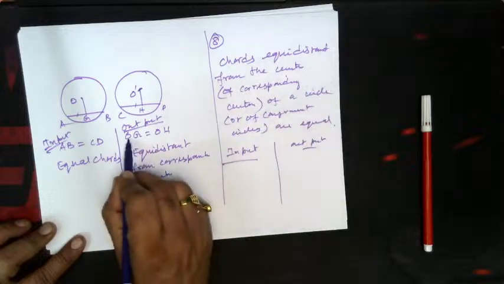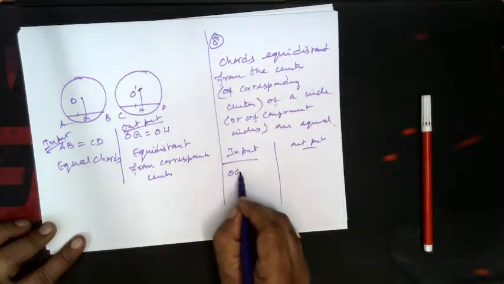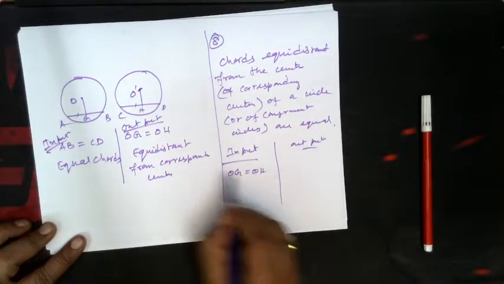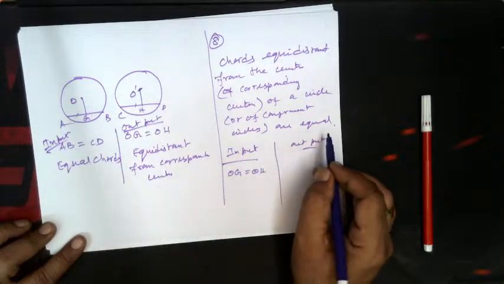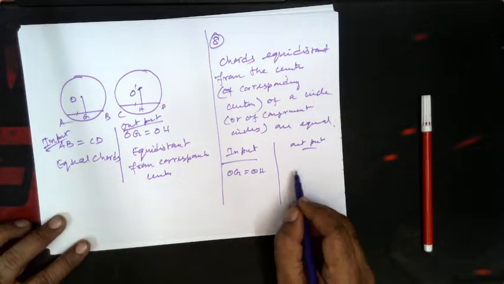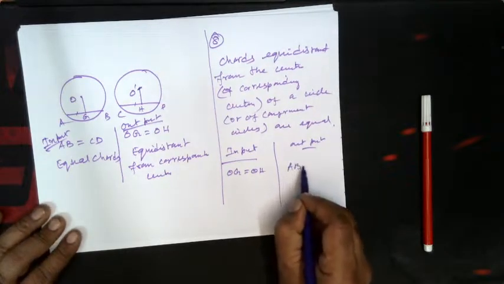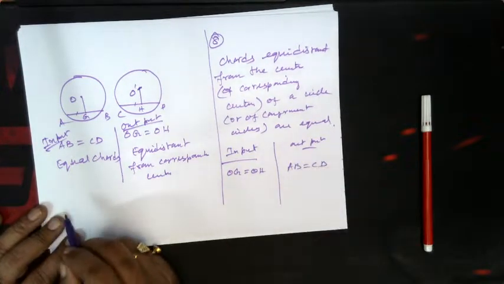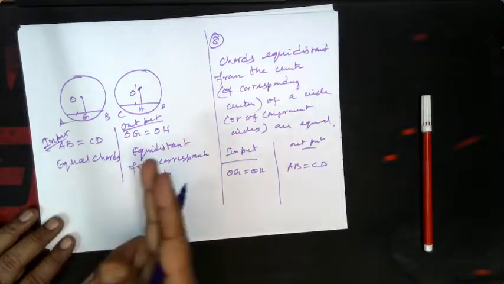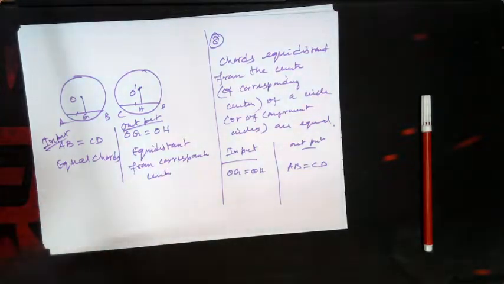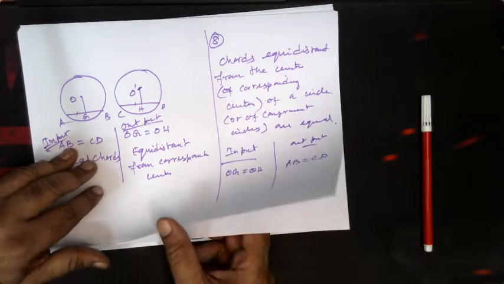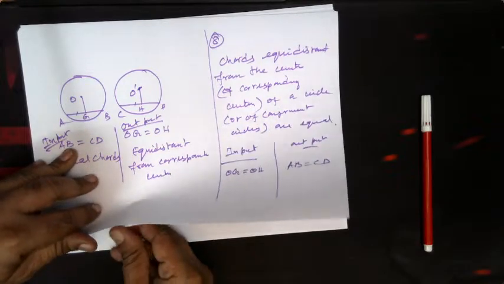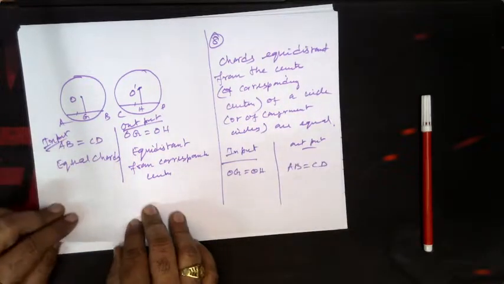Chords are equidistant, that is OG is equal to OH. They are equidistant, which means the corresponding chord lengths should also be equal. That is AB is equal to CD. That's all. Do you understand this? You can just interchange the inputs and outputs. Next one. Have you noted down?